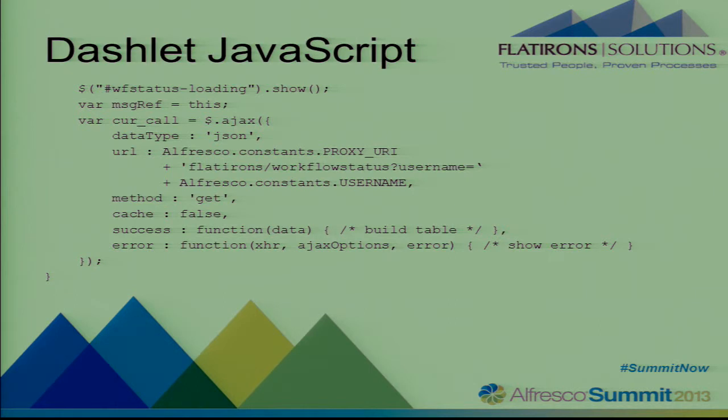Here's really the building of the data table itself. So, of course, we're doing an AJAX call back to that web script, and you'll see the name that we had declared for the web script in the web script descriptor. And we provide the name of the user, which is going to give us back some of the status information that we need to know about that user related to that workflow.